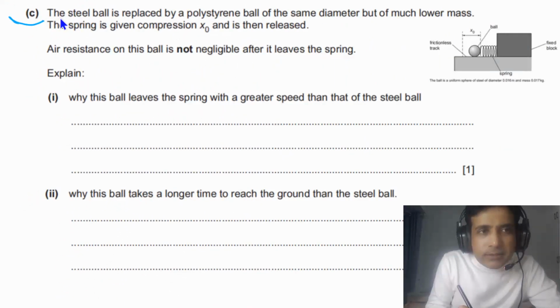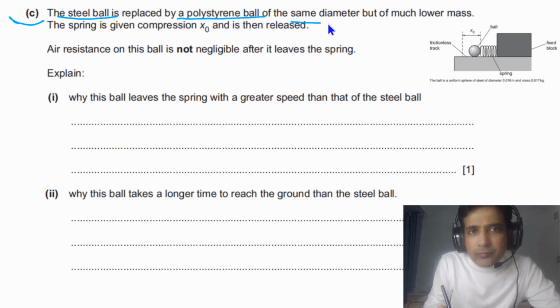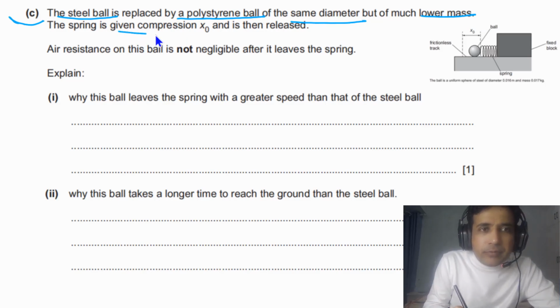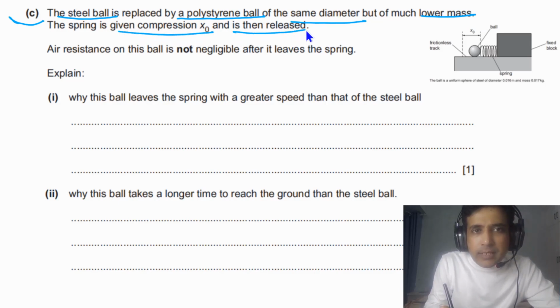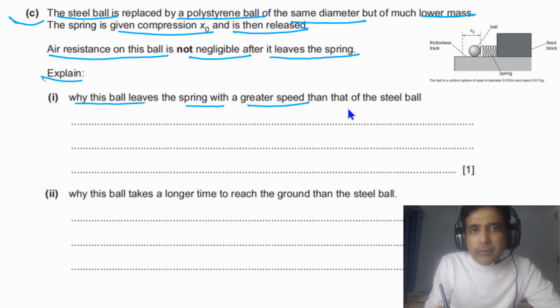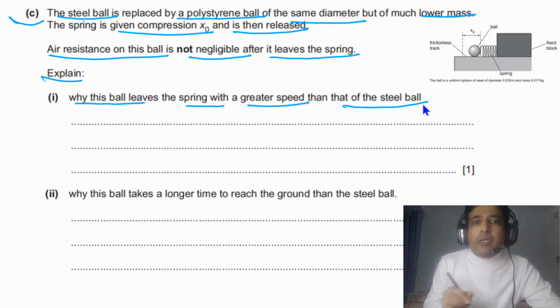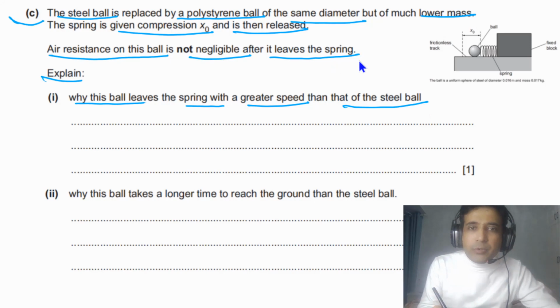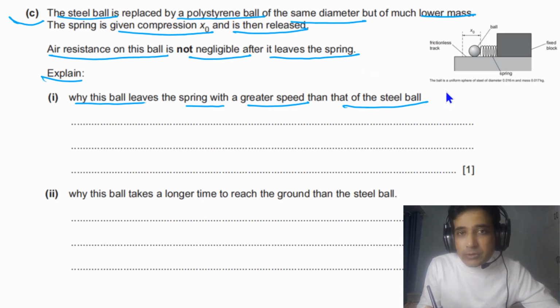For part C, it is given to us that the steel ball is replaced by a polystyrene ball of the same diameter but of much lower mass. The spring is given compression x0 and is then released. Air resistance on this ball is not negligible after it leaves the spring. We need to explain why this ball leaves the spring with a greater speed than that of the steel ball. So the first thing we need to understand is that in this case the compression in the spring is the same. So we can say the elastic potential energy is the same.